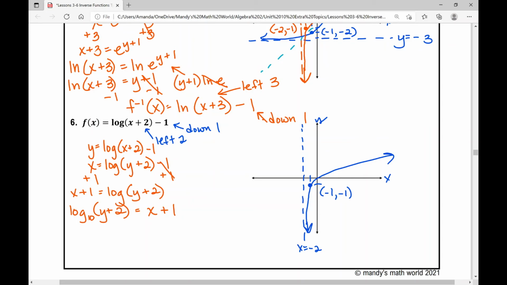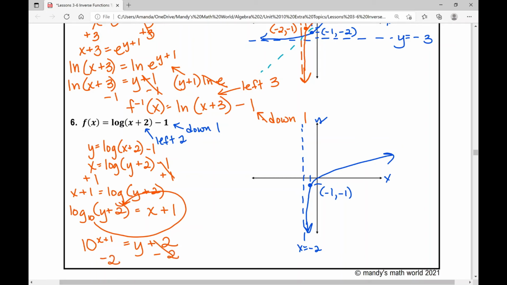I'm going to rewrite this as an exponential, okay? So I'm going to write it as, and this is how I've taught you to do it, 10 to the power of x plus 1 equals y plus 2. So I can rewrite this logarithmic equation as an exponential equation. And now I can get y all by itself by subtracting 2 from both sides.